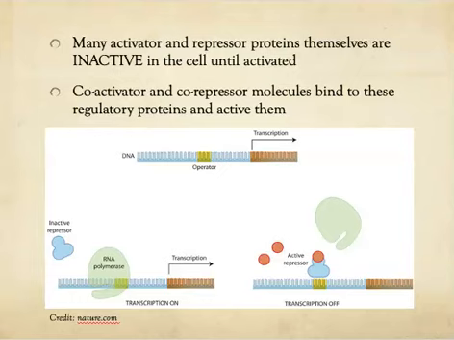Now, phosphate groups are only one of the things that you can stick to an activator or a repressor. There are other molecules that can activate these proteins as well. And they're often referred to as co-activators or co-repressors. They're simply molecules that can bind to the activator or bind to the repressor, cause it to change shape, and become active.